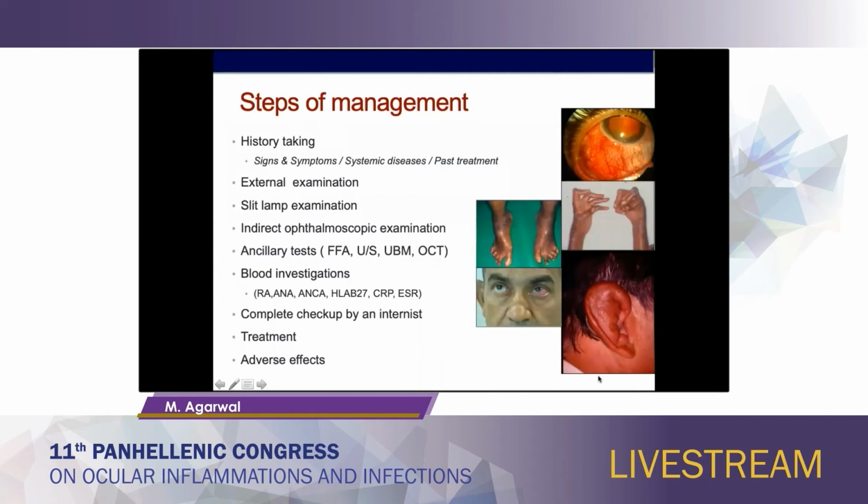So what are the steps of management in these patients? A careful history taking, complete external examination with slit lamp examination and fundus examination. Ancillary tests help us to come to a conclusion. Blood investigations in non-infectious scleritis, but a complete checkup by an internist is also very important. Treatment is according to the diagnosis, but we should know what the adverse effects are.